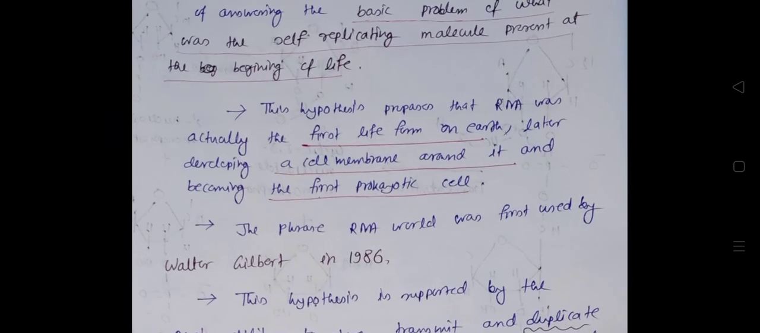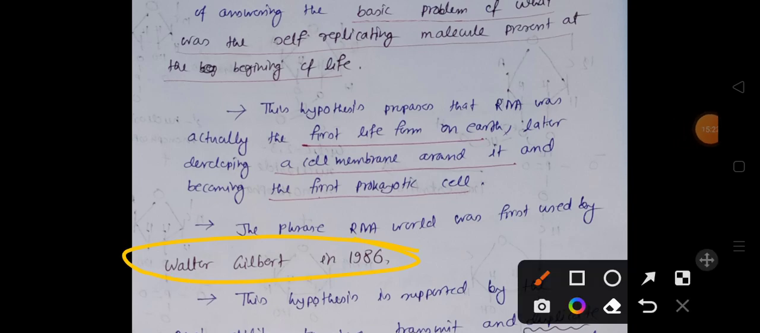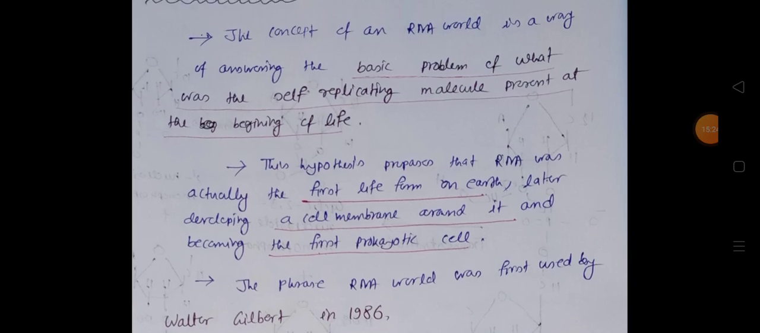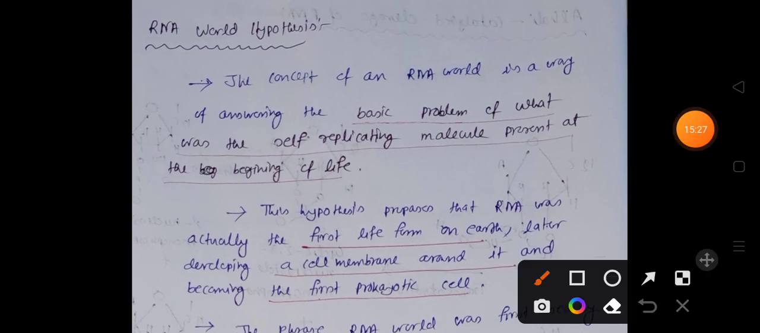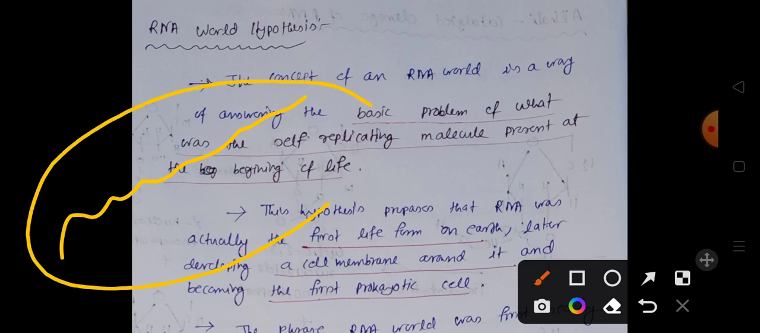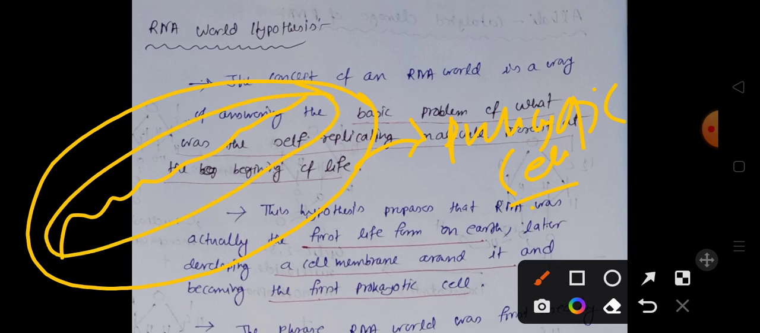The phrase RNA world was first used by Walter Gilbert in the year 1986. What was the hypothesis according to RNA world? The RNA world hypothesis suggested that RNA was the first self-replicating molecule on the earth. Later, a cell membrane was formed surrounding it, leading to the formation of the prokaryotic cell. That is the idea of the RNA world hypothesis. That simply suggests that RNA was the first living thing on the earth.